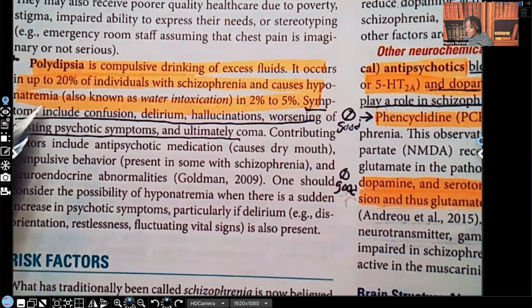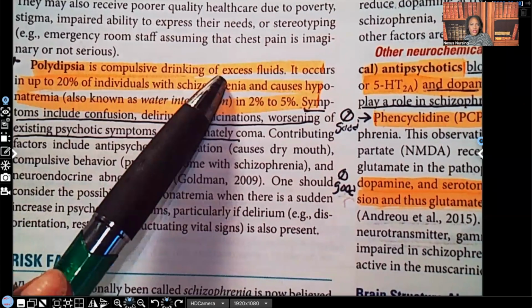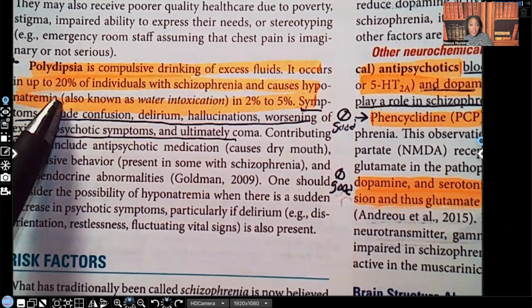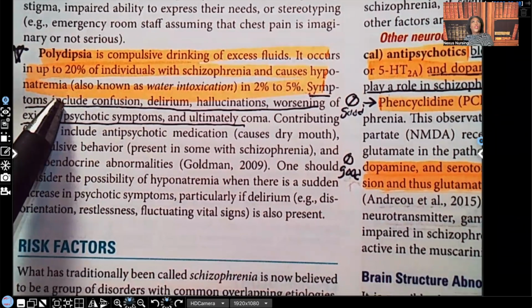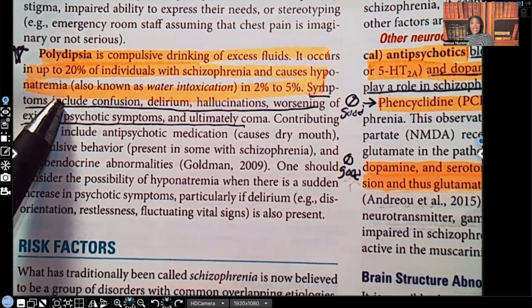Polydipsia. This is compulsive drinking of excess fluids. So they're drinking a whole lot of fluids. It occurs in up to 20% of individuals with schizophrenia, and it causes hyponatremia. Remember, your sodium is supposed to be 135 to 145, right? And remember, sodium is a very important electrolyte. Patients should not have hyper or hyponatremia.